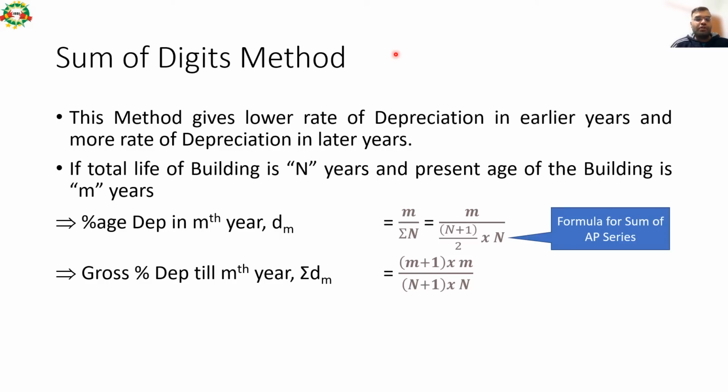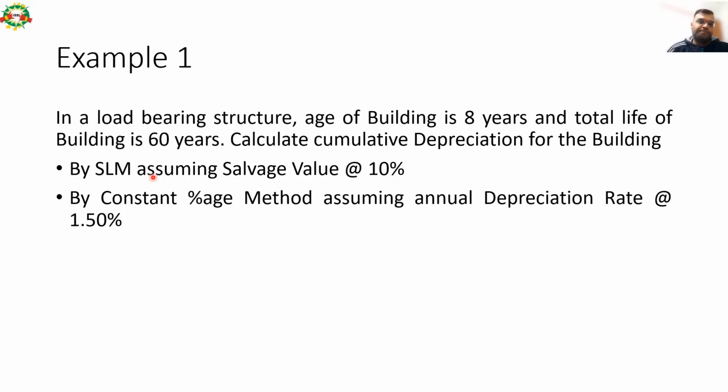The fourth method of calculation of depreciation which we discussed in the last session was the sum of digit method. This method gives us a lower rate of depreciation in earlier years and a higher rate of depreciation in later years. So these are the two formulas for calculation of depreciation in a particular mth year, say in the 10th year, and this formula gives us the cumulative depreciation for a certain period, say up to 10 years. So let's start with the examples.